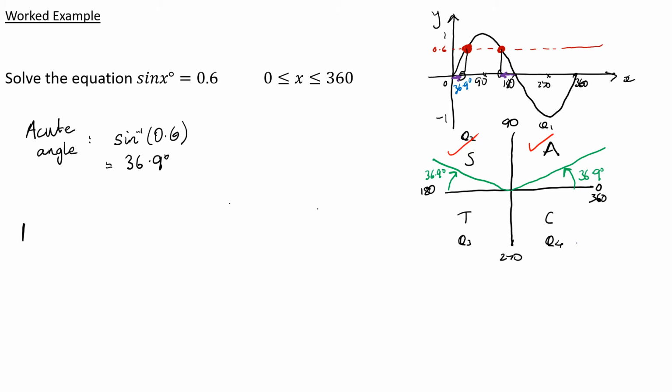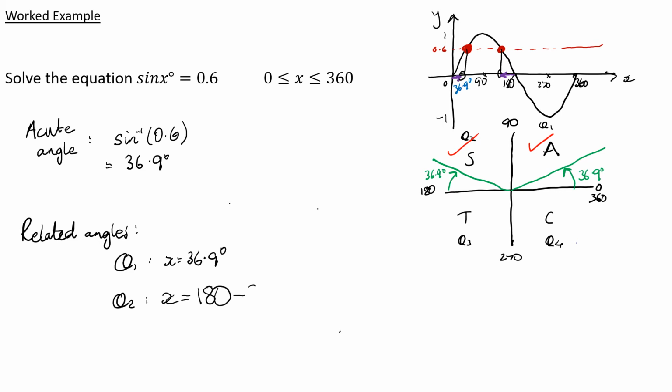Okay, so to find our related angles, we write down the quadrants where the angles are. So it's in quadrant 1 and quadrant 2. In quadrant 1, our answer needs to lie between 0 and 90. Is this in between 0 and 90? Yes, it is. In quadrant 2, our answer needs to lie in between 90 and 180. Does this lie between 90 and 180? No. So we're going to need to work backwards from 180 here. We always work from the horizontal line, so we're going to work from 180 back. To work out x, we do 180 subtract 36.9, which is 143.1 degrees.